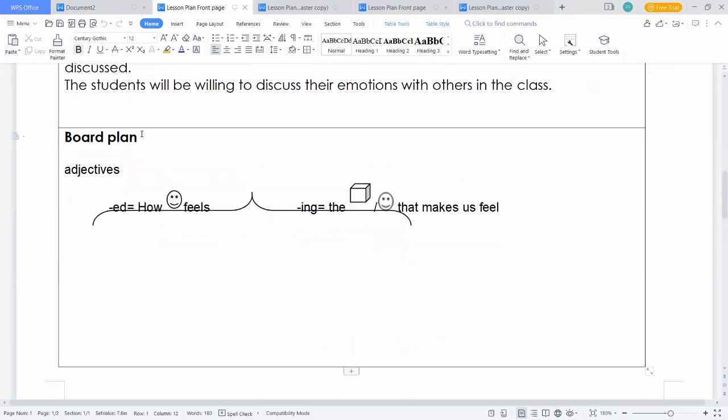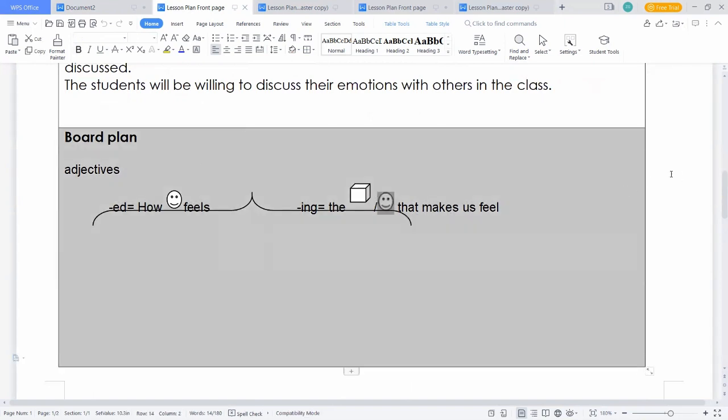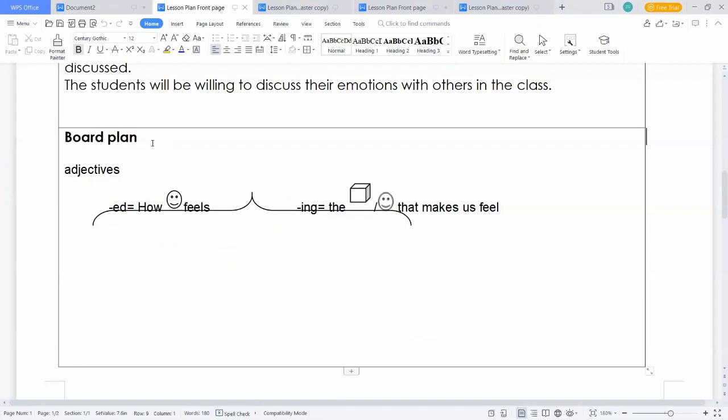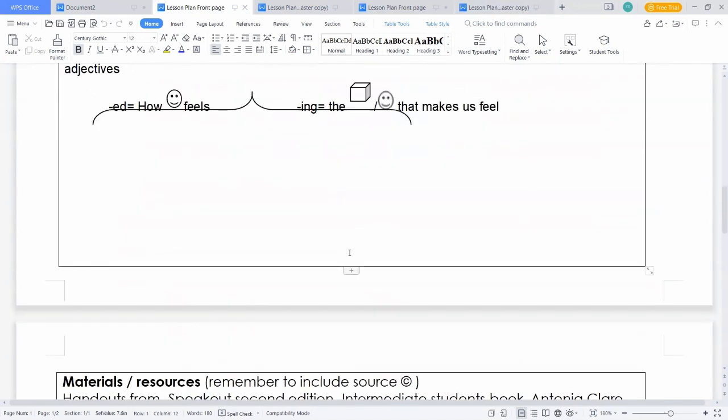Then you also have to think about your board plan. What will you have on the board by the end of the lesson? When you say, that's it, everybody, bye-bye, what will the students have seen you write on the board? This is a little more important, I think, in class rather than online, because board space is limited in a classroom. Online, you can keep scrolling down.